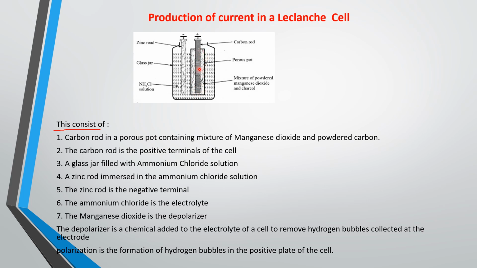A depolarizer is added to the electrolyte to remove hydrogen bubbles collected at the electrode, while polarization is the formation of hydrogen bubbles on the positive plate of the cell. Okay, so I hope that is clear, and you can always remember these simple definitions and explanations.